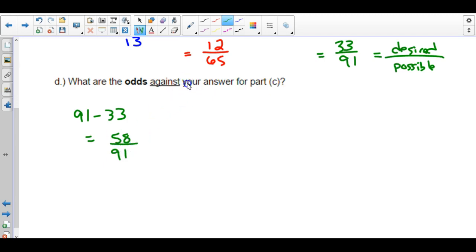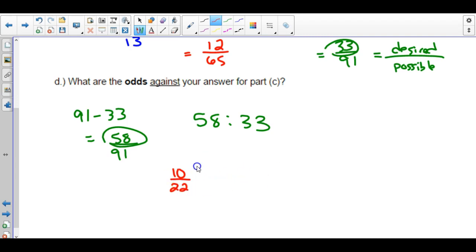So when I ask for my odds, what you're going to do is take these numerators and line them up against each other. So because it's odds against, I would take my 58, and I would say this is 58 to 33. And notice that if you add these two parts together, there's 91. So just to kind of give another example, let's say I had 10 boys in a class out of a total of 22 people.